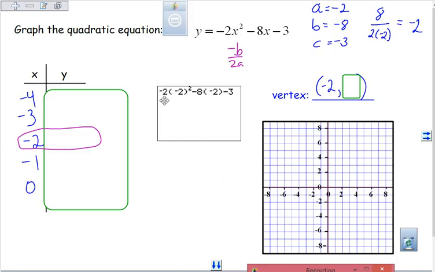So here's what it's going to look like on my calculator. -2, and then in parentheses, -2 quantity squared, -8, parentheses, -2 minus 3. So the answer to that is 5.